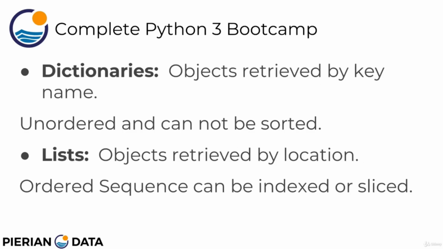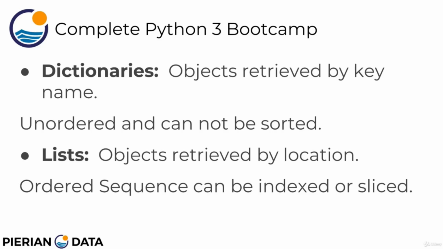Now the question always arises: when do we choose a list, and when do we choose a dictionary? Dictionaries have objects retrieved by a key name, and dictionaries are unordered and cannot be sorted. So a good time to use a dictionary would be when you want to quickly retrieve a value without needing to know its exact index location. That's a really nice feature of a dictionary, the fact that you don't need to know where something is in the actual dictionary to call it, you just need to know the key. However, that comes with the con of not being able to sort a dictionary.